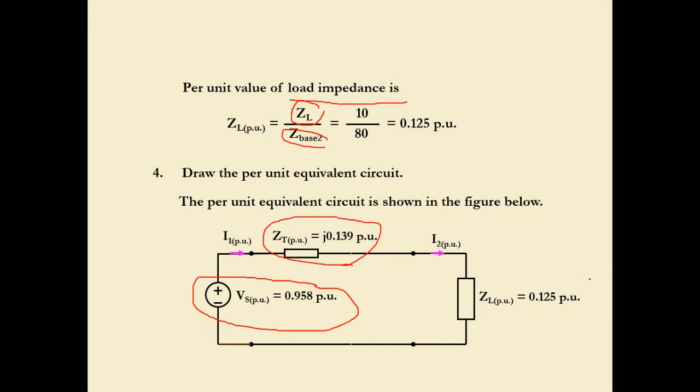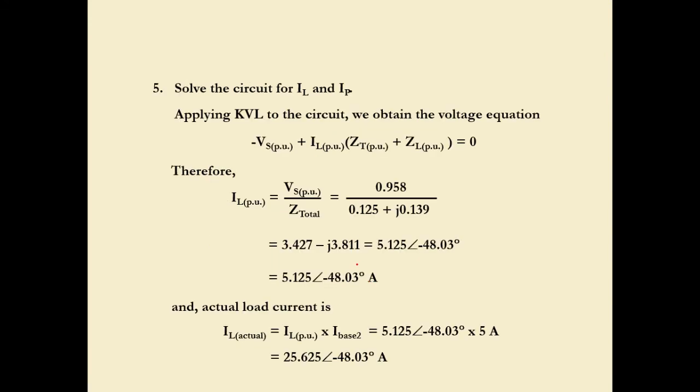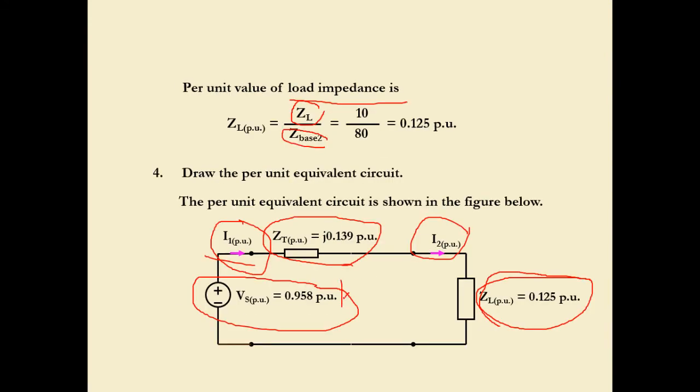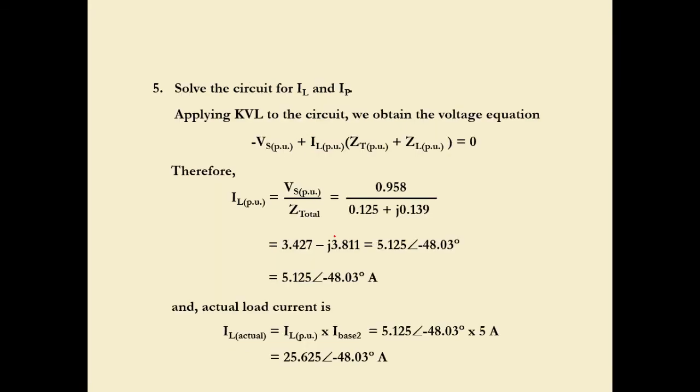This is the Z, the load impedance at the load, of course. So I1 and I2 at the load, I1 at the source. Okay, so this is much simpler. We just need to apply KVL again, the Kirchhoff Voltage Law. So we have the V source over here, and we have the voltage drop across ZT as well as the voltage drop across ZL. So we come up with this equation.